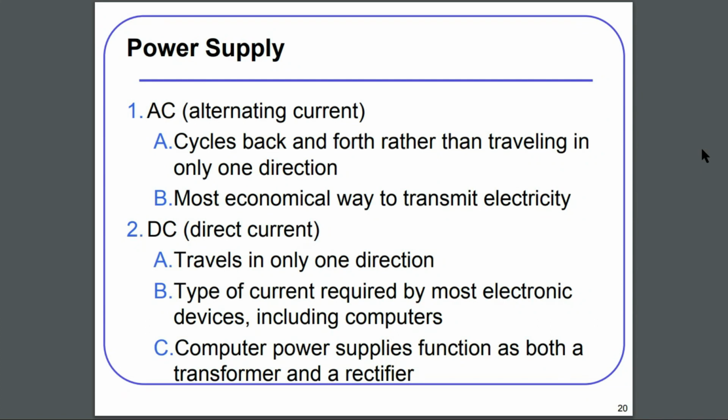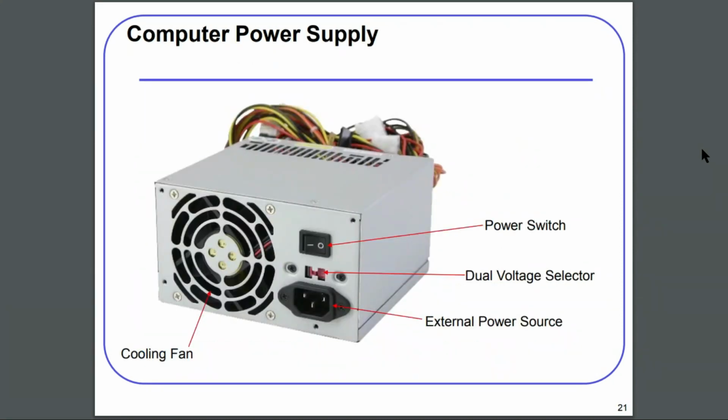So in this slide we can check power supplies on devices. AC is alternating current, which cycles back and forth rather than traveling in only one direction. It is the most economical way to transmit electricity. And DC means direct current, which travels in only one direction. It is the type of current required by most electronic devices including computers. And computer power supplies function as both a transformer and a rectifier. So this is the computer power supply. You can see in the picture: cooling fan, power switch, dual voltage selector, external power source.